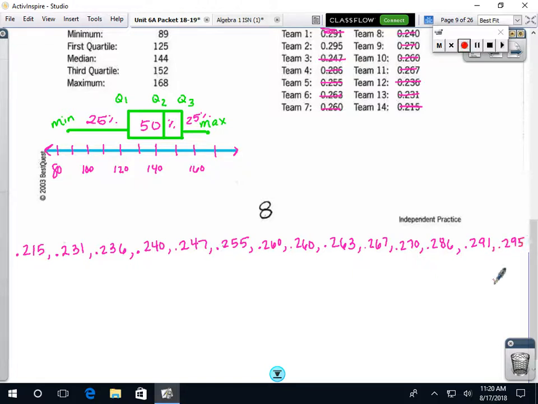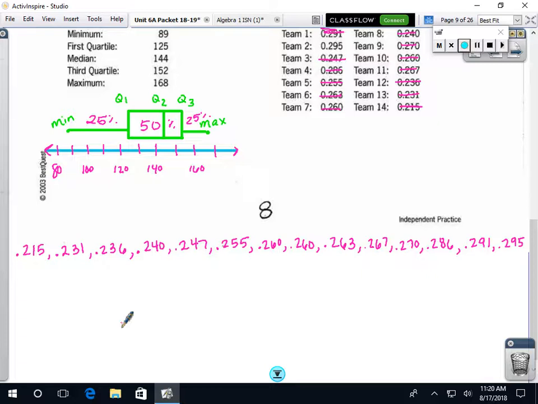Okay, now, I don't know if anybody had trouble writing these in order from least to greatest, but if you do, try to think of it like this. Just ignore the decimal point and think of it as 215, 231, 236. Okay, so if putting them in order was hard for you because they are in decimal form, just put the decimal point out of your mind for a second and just look at the three numbers, and then it should be easy to put them in order from least to greatest.